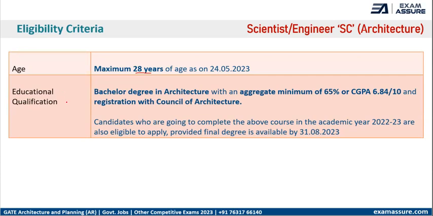As far as the educational qualification is concerned, one must have a bachelor's degree in architecture with a minimum aggregate of 65% or above, or a CGPA of 6.84 on 10, and a registration done with the Council of Architecture. Also, students who are currently in their 5th year or have just finished their 5th year are also eligible to apply, provided that they submit their final degree by 31st August 2023.